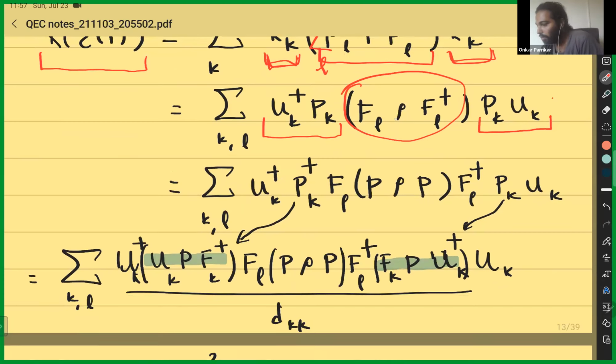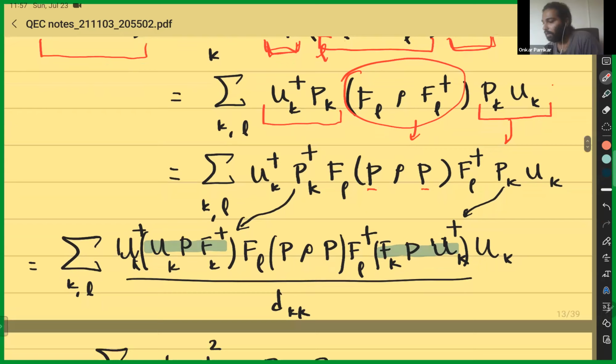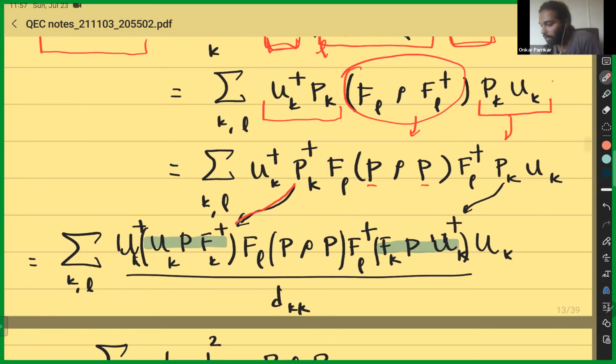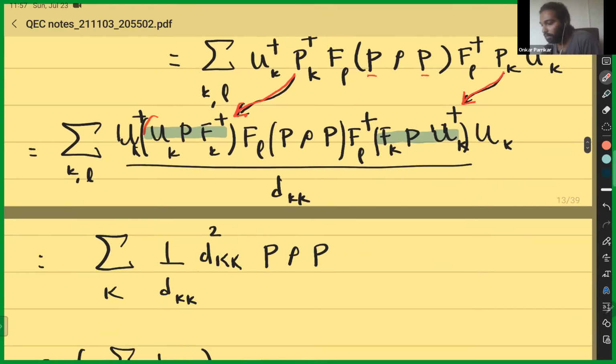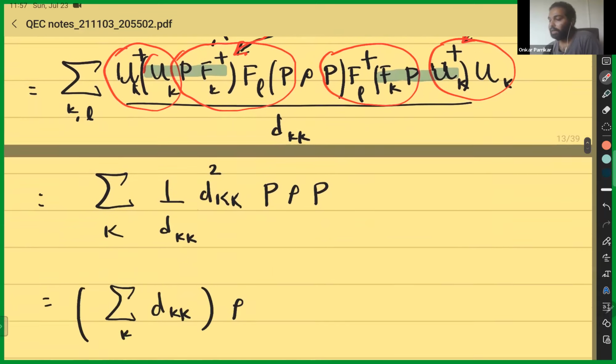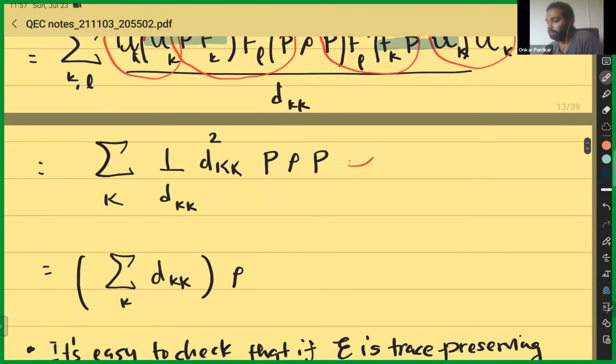Going from here to here, all I've done is insert P's because rho was a density matrix supported on the code subspace. Then going to the next line, you substitute your formula for the PKs in terms of the FKs. And then you just keep using the Knill-Laflamme conditions. First of all, these UK dagger UKs go away. Then you can use the Knill-Laflamme condition here, and here. And what you end up with is this particular thing here.